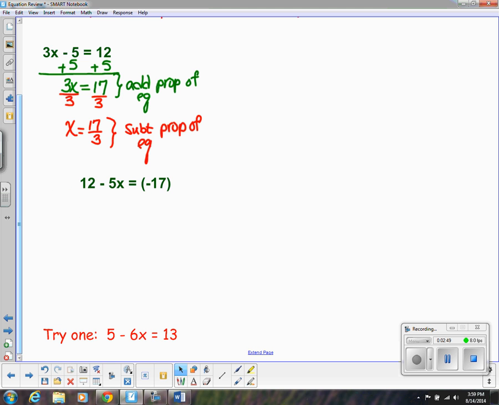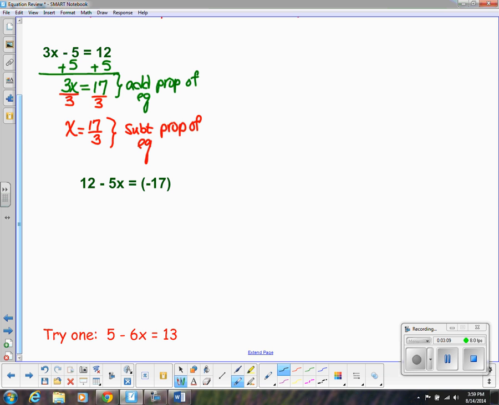So here's another one. We've got 12 minus 5x equals negative 17. Notice x is not by itself. 12 is connected to x through subtract. 5 is connected to x through multiply. Because x is not by itself, we're going to do order of operations in a reverse order.